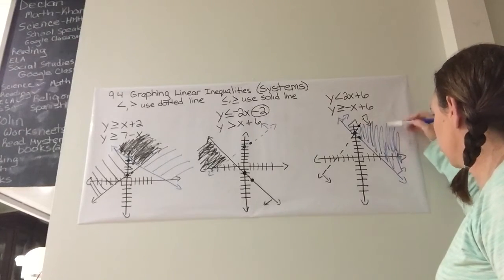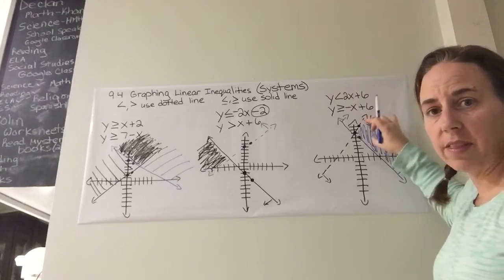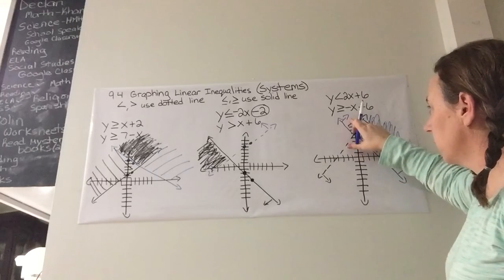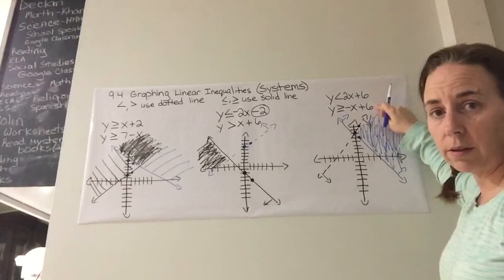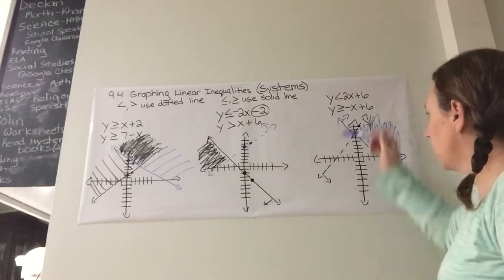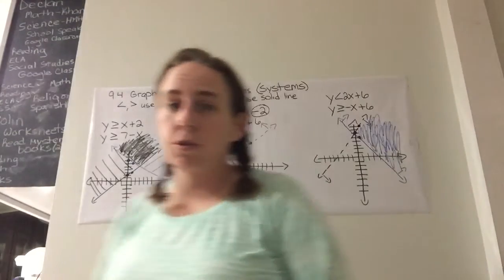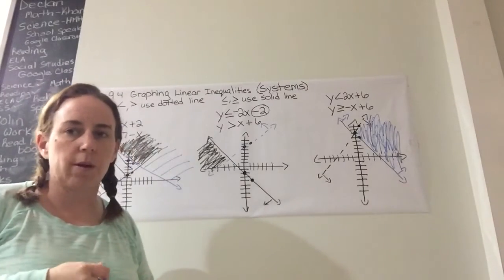It doesn't matter as long as you darken it in. So all the points in that area work in both of these equations. The points in this area don't. They only work in the bottom one. Okay, that's how you can kind of tell. If you want to check, do a test point in each one of these little areas to see if it's true or false. And you have to check both equations if you want to do that.